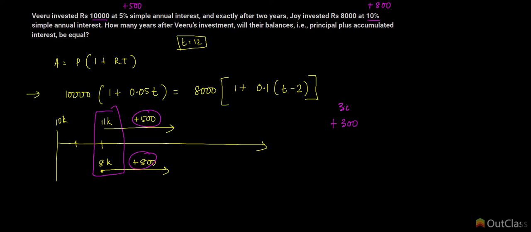So you can simply do 3000 by 300 and say it's gonna take 10 years after Joy invests, which is the same as 12 years after Viru invests. This 12 is what you're looking for. You don't need this equation with 3 brackets and this expansion and all the transposition and stuff to solve it. It can be done logically with a little bit of a delta approach.